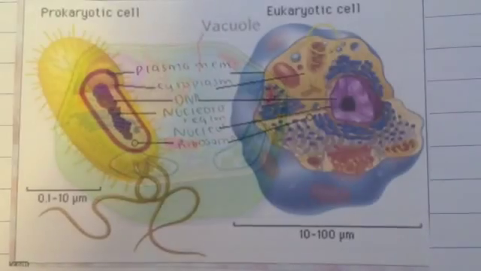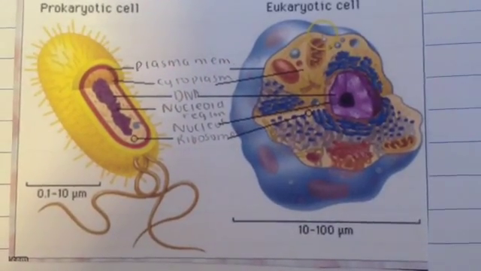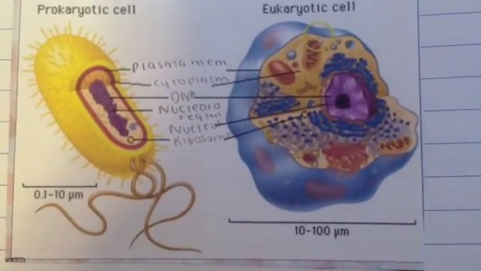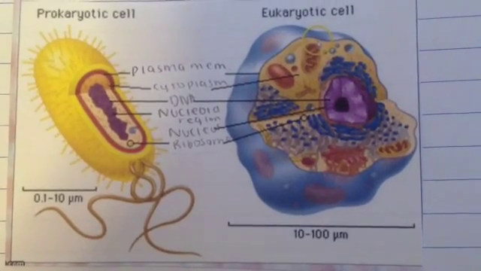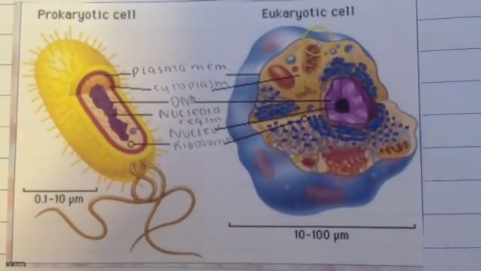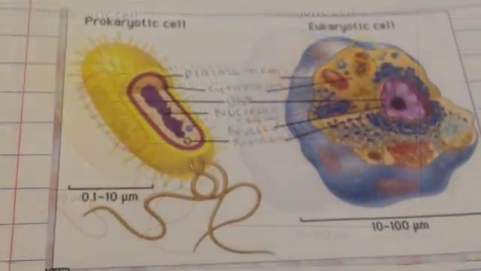Three tenets of the cell theory are: 1. All organisms are composed of one or more cells. 2. The cell is the structural unit of life. And 3. Cells can arise only by division from a pre-existing cell.